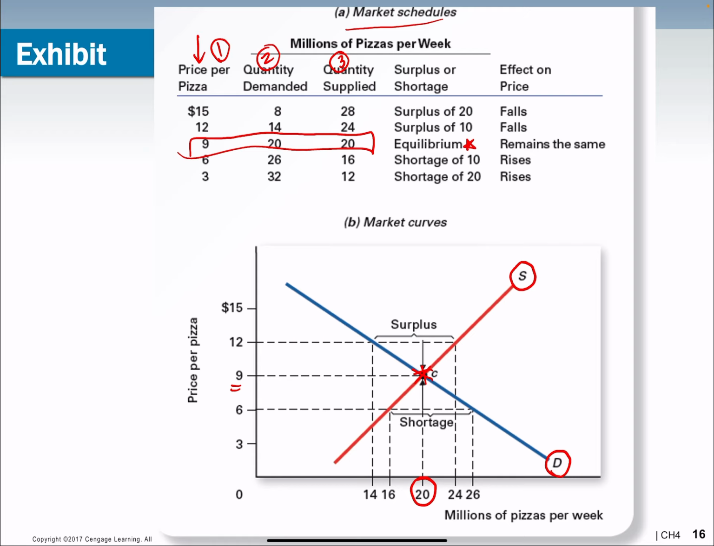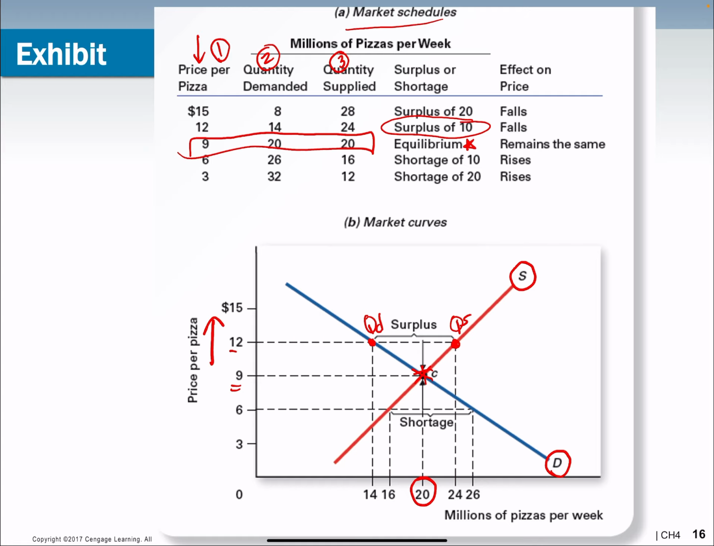Some terms I haven't used yet, so let's toss those in, are a surplus or a shortage. A surplus exists when we have excess supply, too much quantity supplied. So a surplus will exist if price is above equilibrium. At prices above $9, such as $12, we would see that at that price, quantity supplied is 24 million, but quantity demanded is only 14. And so that is a surplus of 10 million pizzas a week.